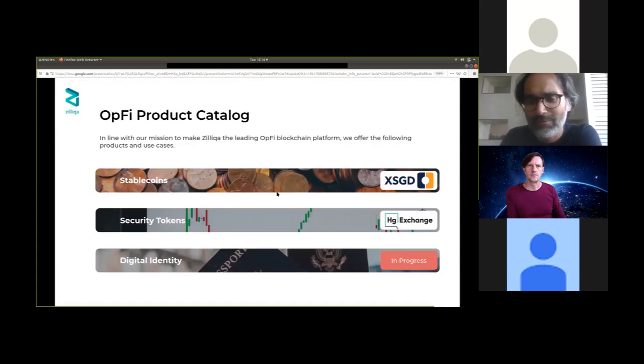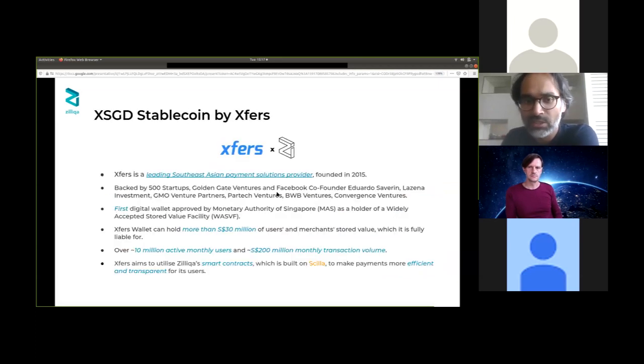A very quick summary of what we have built as a product. As I mentioned earlier, we have a Singapore dollar-backed stablecoin called XSGD, developed through a partnership with a company called Xfers in Singapore, and a security token exchange and issuance platform in partnership with some local partners in Southeast Asia called XG Exchange. Xfers is actually the one issuing XSGD, and it's a regulated entity in Singapore. They have the license to operate what can very simply be put as an e-wallet, and they're using that to issue these stablecoin contract tokens on top of Zilliqa.